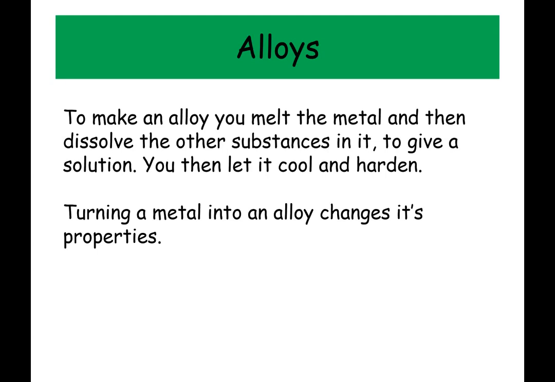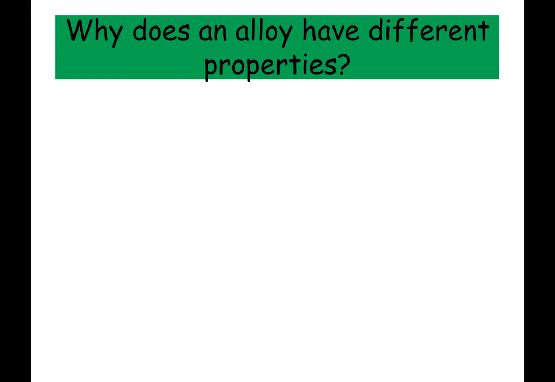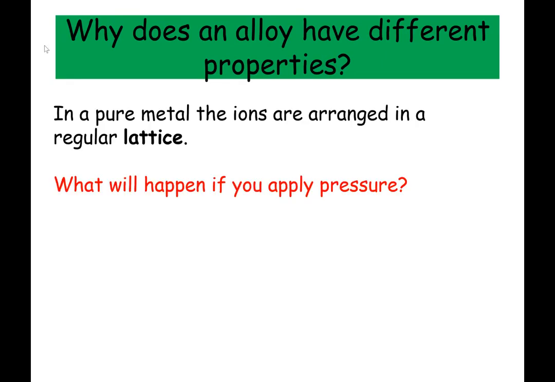And turning a metal into an alloy changes the properties of the metal. Okay. With the most common change being that the metal gets harder or less malleable, less bendable. Okay, so most of the time, almost always in fact, when you make an alloy by adding another substance to it, you're going to make your metal harder. So why does this happen?